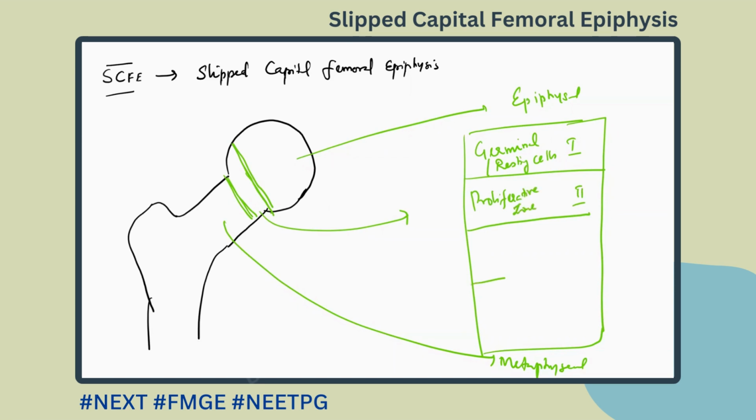From the proliferative zone, cells go to the next zone where they increase in size. This is called the hypertrophic zone. From the hypertrophic zone, it goes to the next zone called the zone of calcification. That is zone 4. So you have got 4 zones in a cartilage.